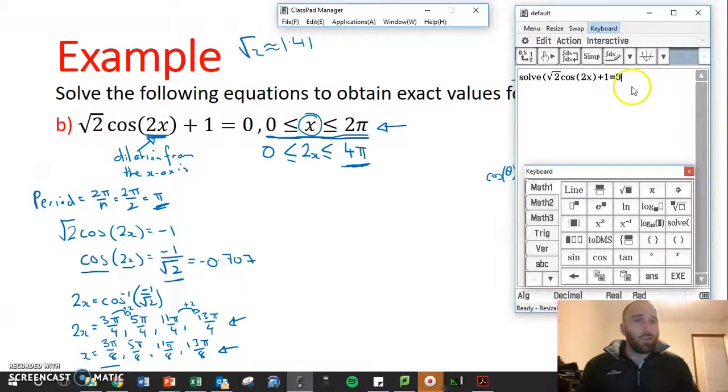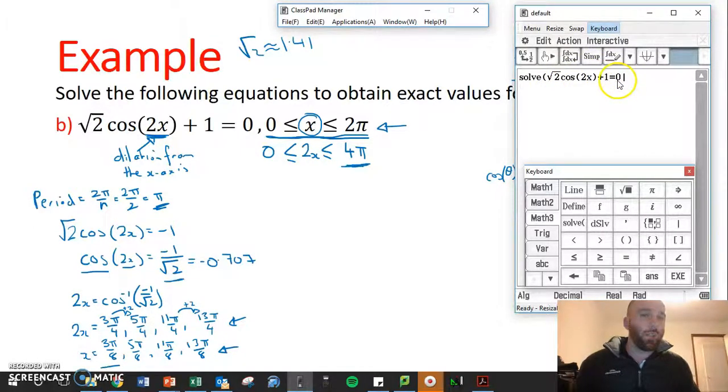What I'm going to do though is I need to create a domain. Otherwise, if you think about the sine graph or the cos graph, remember the domain is all real numbers, so I'm going to generate an infinite amount of solutions. But I want a selective amount of solutions. So I'm going to go to the Math 3 section on our keyboard, and there's a symbol that's like a vertical line that represents given that. So we go square root of 2 cos 2x plus 1 equals 0, given that, and we enter our domain: 0 less than x less than 2 pi. So we're going to try and find our values within that domain.